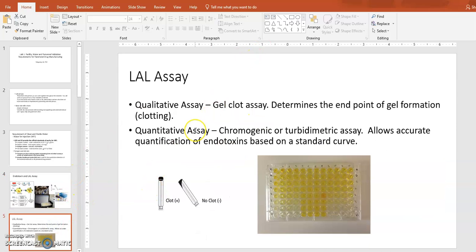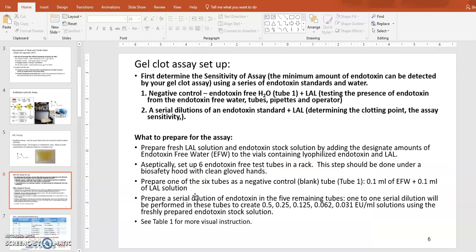The LAL assay can be done quantitatively using a color-based detection method, or it can be done qualitatively. If you use gel clot formation, depending on gel clotting or non-clotting, you can tell whether there is enough endotoxin or not enough endotoxin. Between those, you're going to do the gel clotting LAL assay.